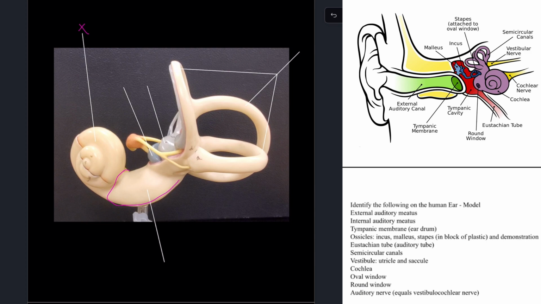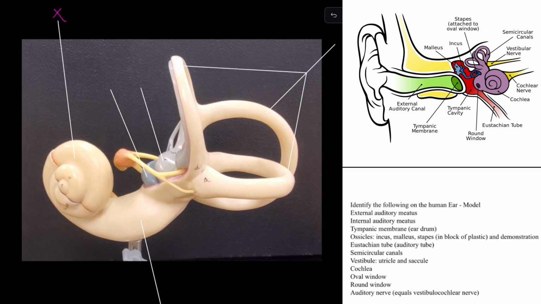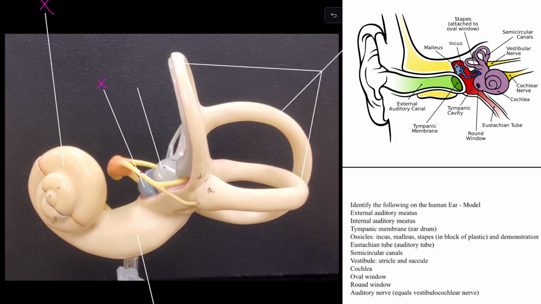Now, this big structure going around like that, including those, that right there is called the vestibule. And if you want to be specific, this one right here is the saccule. That right there is the saccule. And then this right here is the utricle. The utricle.